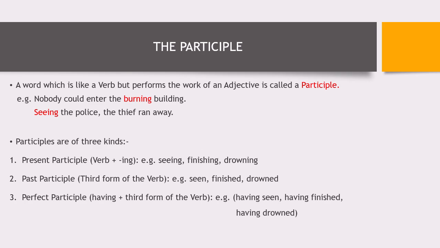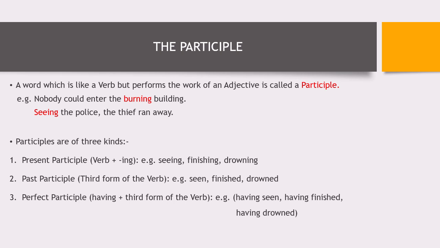The participle. A word which is like a verb, but performs the work of an adjective, is called a participle. For example, nobody could enter the burning building. Seeing the police, the thief ran away. Participles are of 3 kinds.